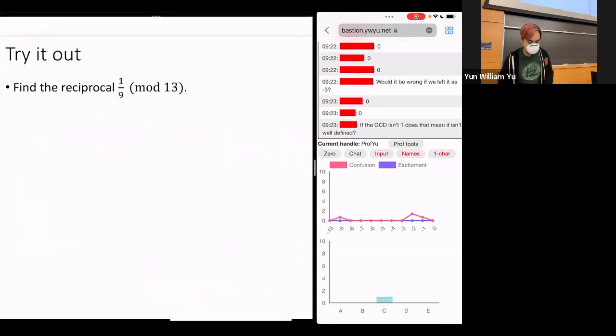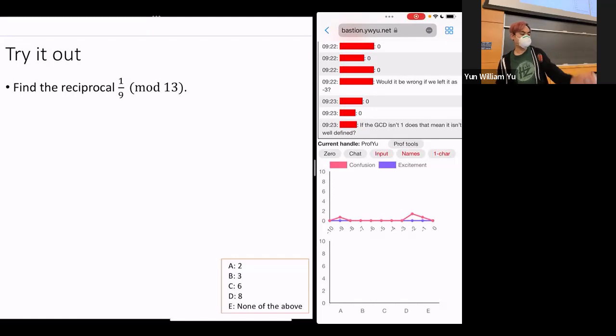Okay, enough of me shouting at y'all. Let's have you all try it out. So what's the reciprocal of 1 over 9 mod 13? Now, of course, there are two ways of solving this, but hopefully we can get you all to solve it using the Euclidean algorithm, since you guys have a ton of experience with that now.